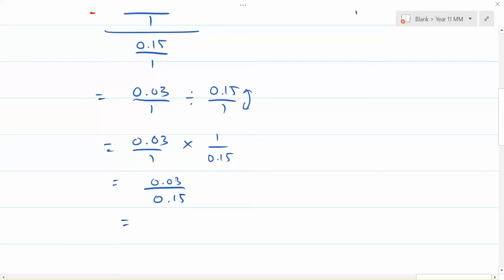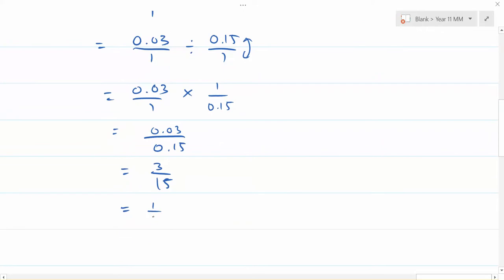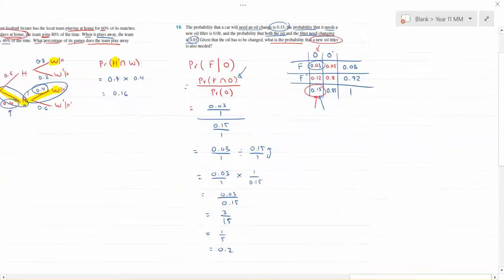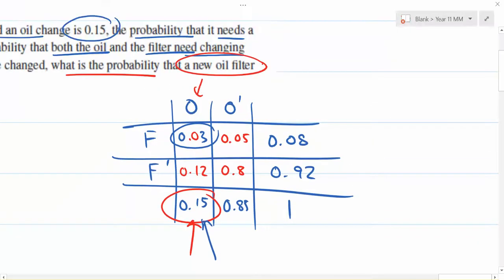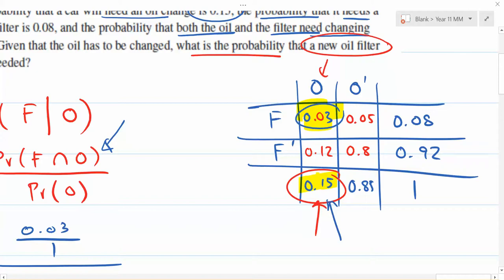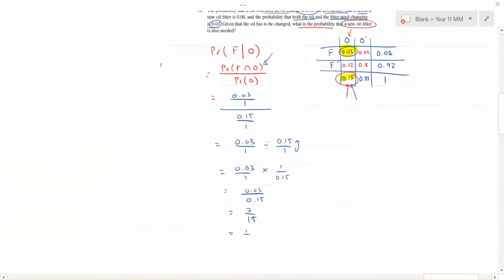It's pretty logical that it's 3 out of 15, and that's 1/5, which is 0.2. Okay? But that's what I'm saying. You can look at it logically and say, well, if you already know you have an oil change, a filter change, then there's 15% of them that need an oil change, and out of those 15%, how many of those people need a filter change? And that's 3%. So 3 out of the 15. Yeah. But that's the other algebra for it too.